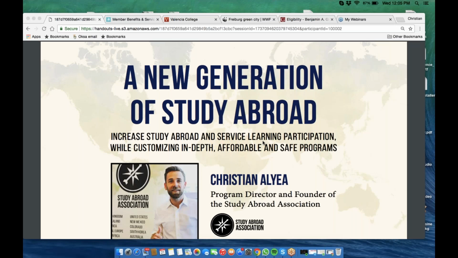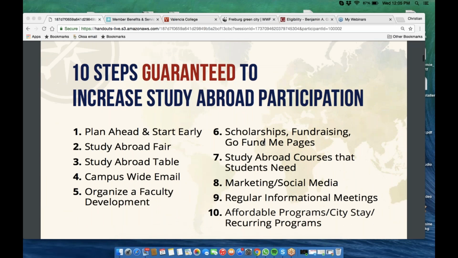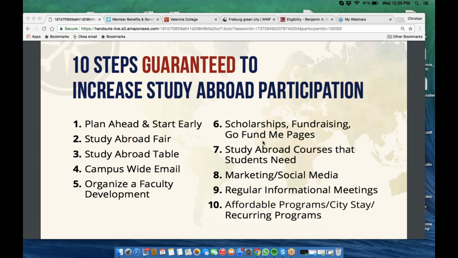So 10 steps guaranteed to increase study abroad participation. Here are the 10 steps, and I'm going to go through them one by one and especially highlight the ones that are the most essential to see big steps, to see big changes in enrollment in your institution.